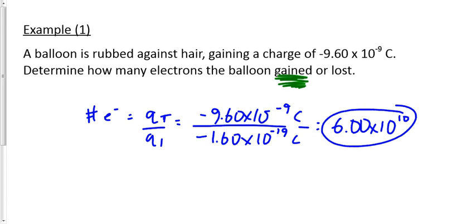Good question. What would the units be here? You could say electrons, or you could just say it's a number, right? If I said, how many fingers do you have on your left hand? What's the answer? You could say 5, or you could say 5 fingers, right? How many electrons do we have? 6 times 10 to the 10. Or we could say 6 times 10 to the 10 electrons.